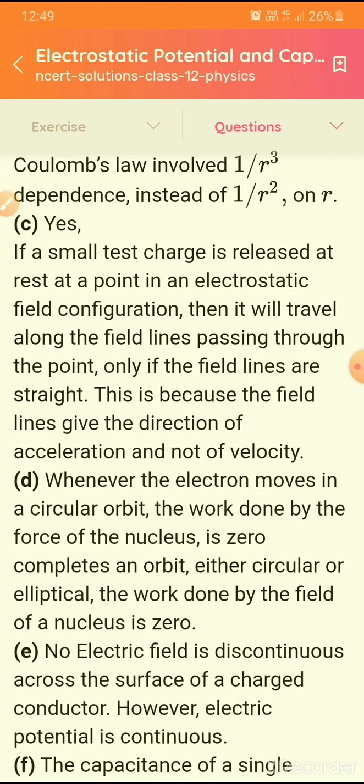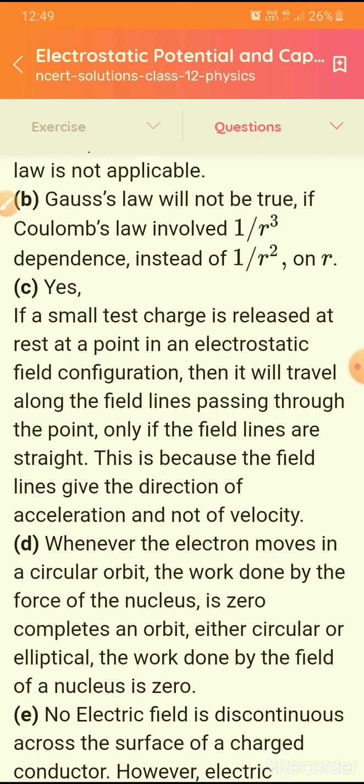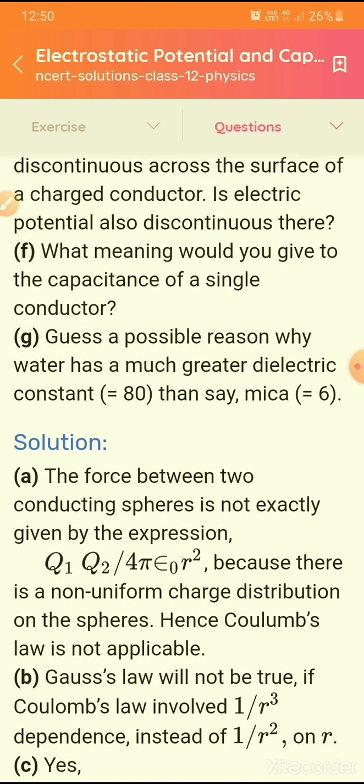Whenever the electron moves in a circular orbit, the work done by the force of the nucleus is zero. Either circular or elliptical, the work done by the field of the nucleus is zero. So then we go for the fifth question.